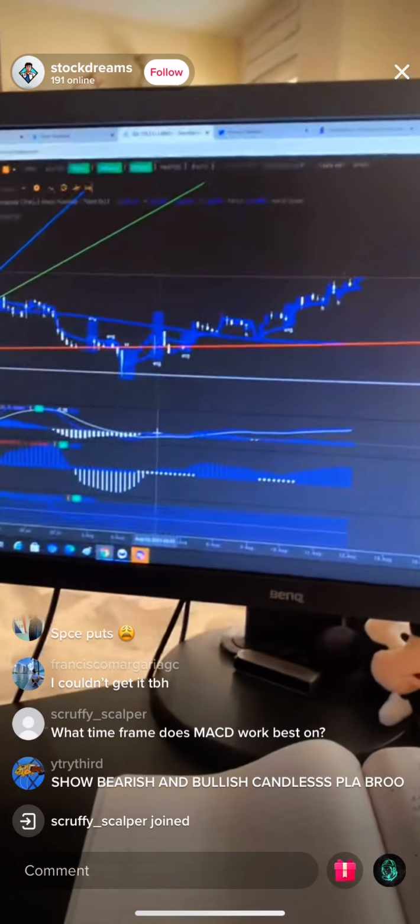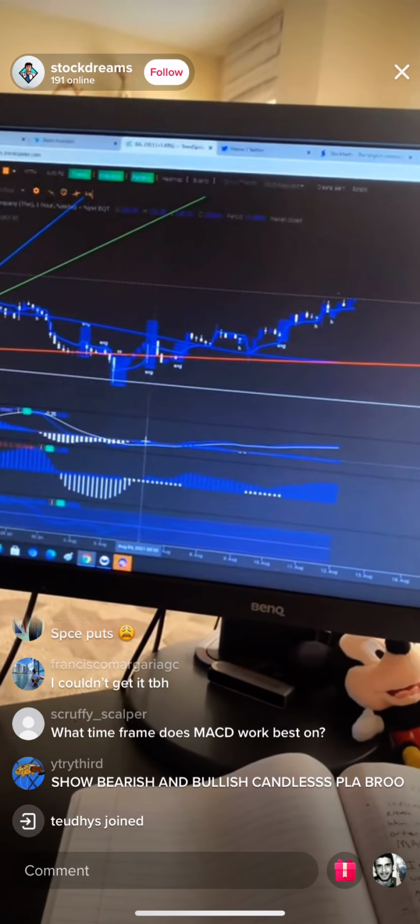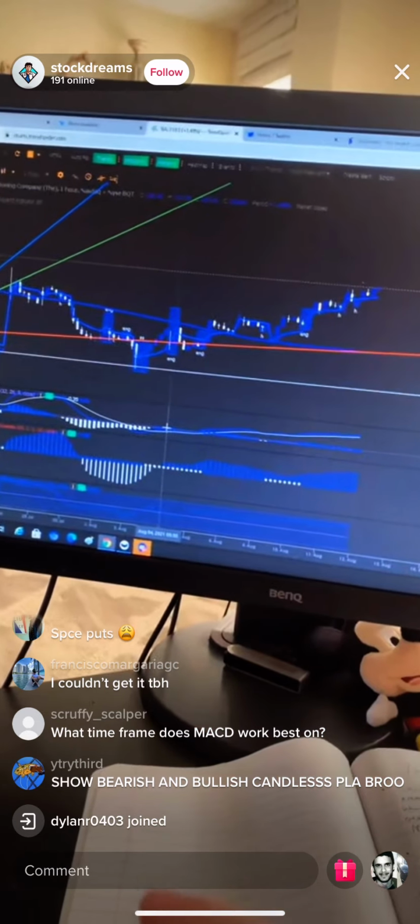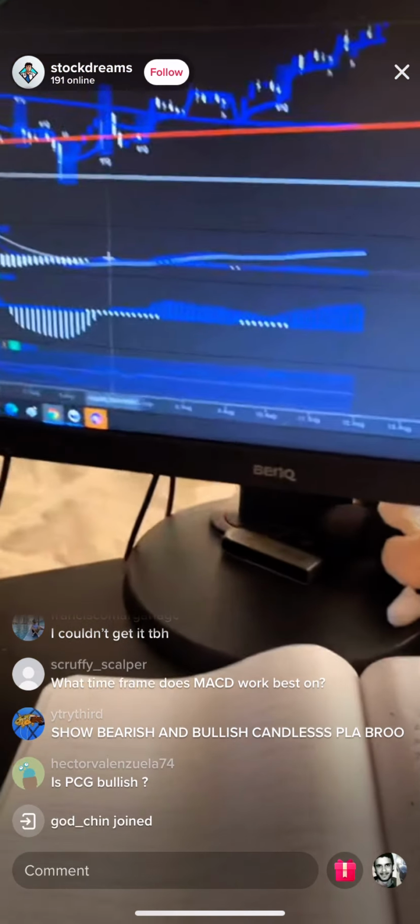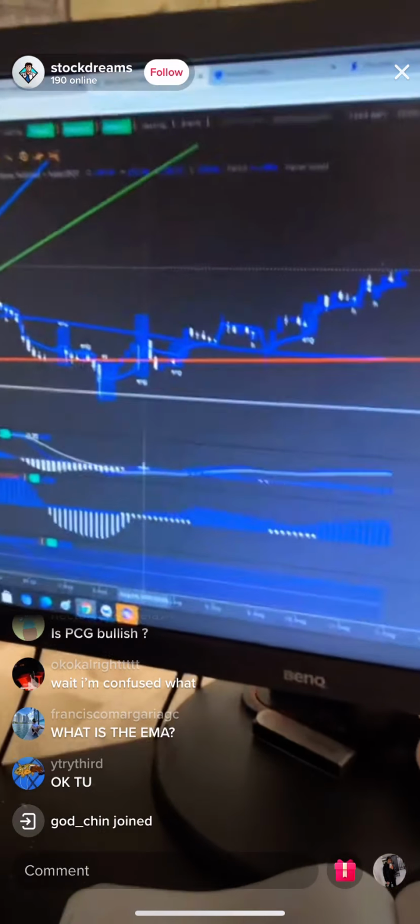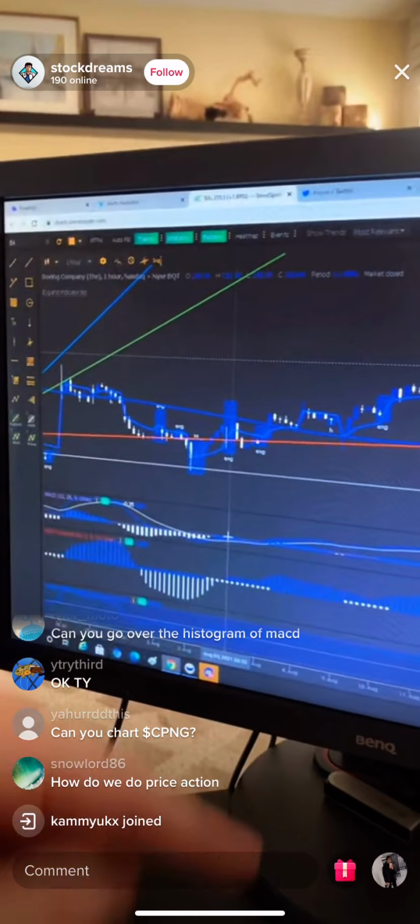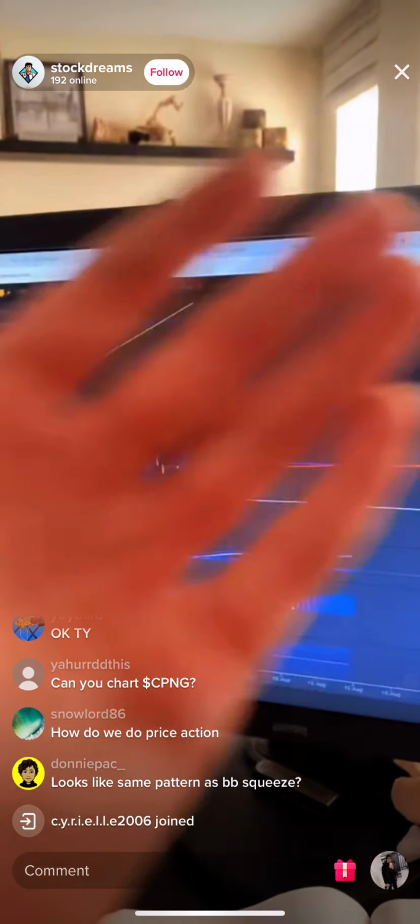MACD works on every single time frame. I'll show my favorite candles at the end, after my indicators. So does everyone understand MACD? Basically, when the blue line curls up, we're in a bullish movement. And when the blue line curls down, we're in a bearish movement. And the price action sees that.